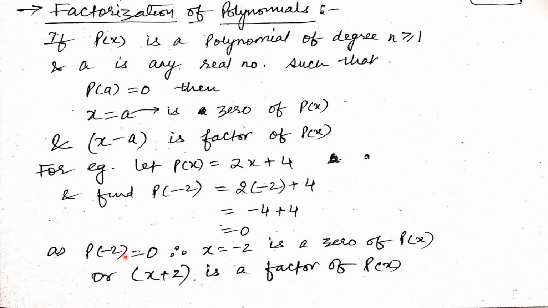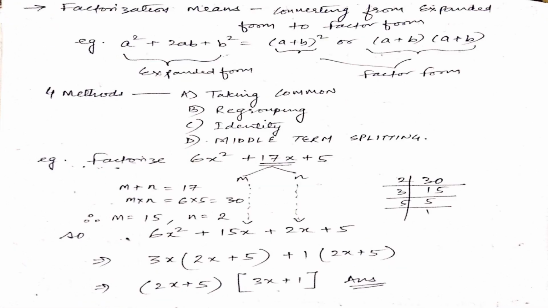So here we can say x equal to minus 2 is a 0 of polynomial Px. Or you can say, if you take minus 2 to the left side, it becomes plus 2. So you can say this also, that x plus 2 is a factor of Px. Understood? This is general notation. Okay, you will be habituated with these things. Now see. Factorization means just revising class 8 concepts, nothing new. In the last class also we have studied that factorization means converting from expanded form to factor form.